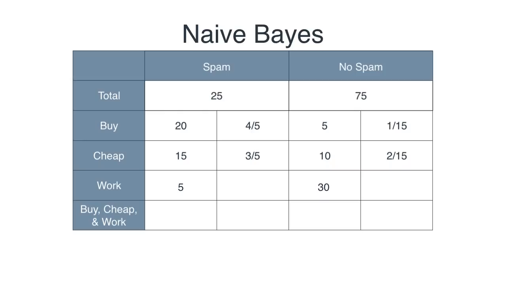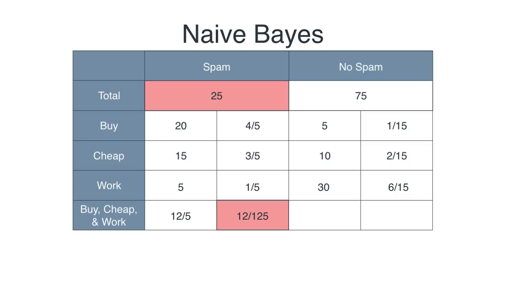So this 5 out of 25 is 1/5. So therefore, 1/5 of the spam emails contain the word work, and 6/15 of the non-spam emails contain the word work, because 30 divided by 75 is 6 over 15. So again, naive assumption that the words buy, cheap, and work are all independent. Therefore, the probability that the three of them appear in an email is the product of these three numbers, which is 12 divided by 125. And again, if we want to estimate the number of emails that are spam that contain those three words, we multiply the probability times the total, and we get 12 divided by 5. So roughly 12 divided by 5, which is a little over 2, emails will be spam and contain the words buy, cheap, and work.